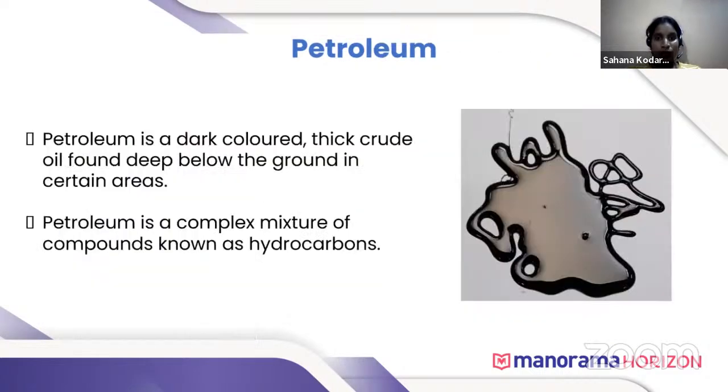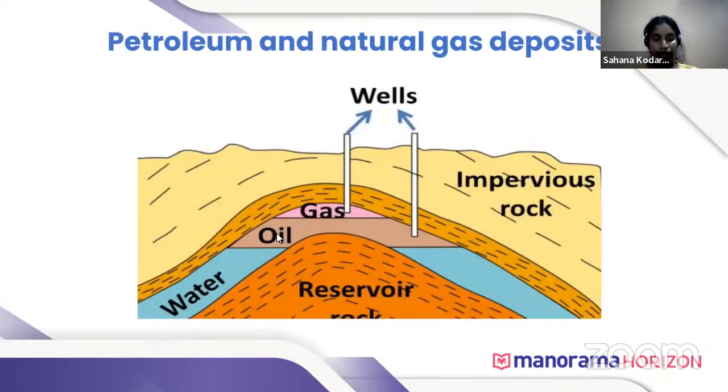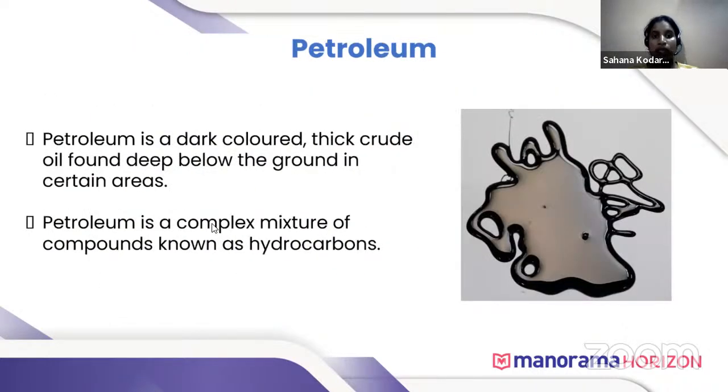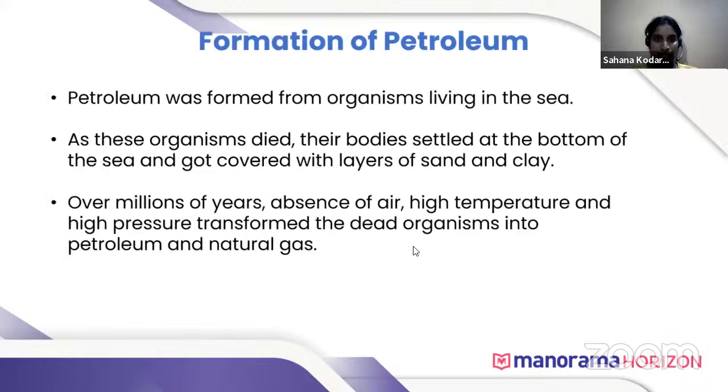Now we will learn what is meant by petroleum. Petroleum is a dark colored thick crude oil found deep below the ground in certain areas. As I have shown in this image, petroleum is found in the ground in certain areas. In these areas only you can find petroleum. So oil means it is petroleum. It is a complex mixture of compounds known as hydrocarbons. You will learn about hydrocarbons in higher grades. Now let us move to the next slide.